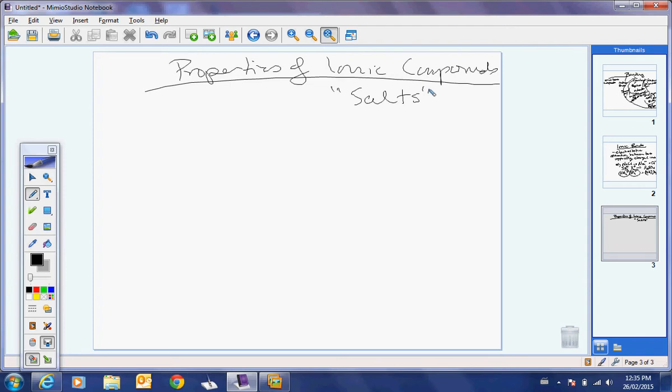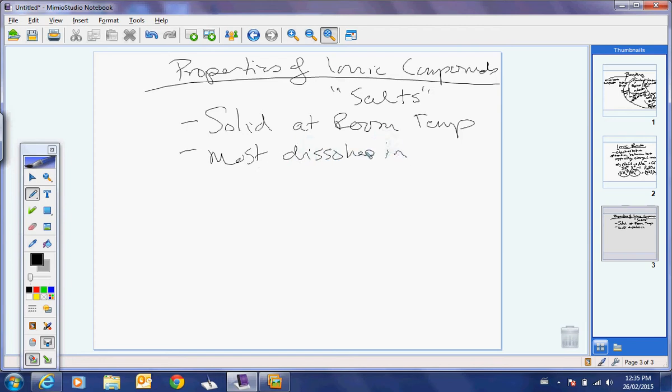So most salts are what state at room temperature? Solid. Right. Okay? Most salts, what could you tell me about their solubility? They're dissolving. Okay, so most dissolve in water. And then there's a solubility table that we'll look at later on in our solutions unit to look up whether it does dissolve or doesn't dissolve. But most do dissolve, right?